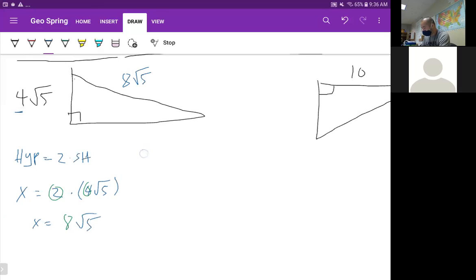Okay, for the long, this is where it's a little bit more complicated. Long equals short times square root of 3. So long, let's call it y equals short, which is 4 square roots of 5, and then times square root of 3. So now these are your like terms. So that's 4 square root of 5 times 3 is 15.